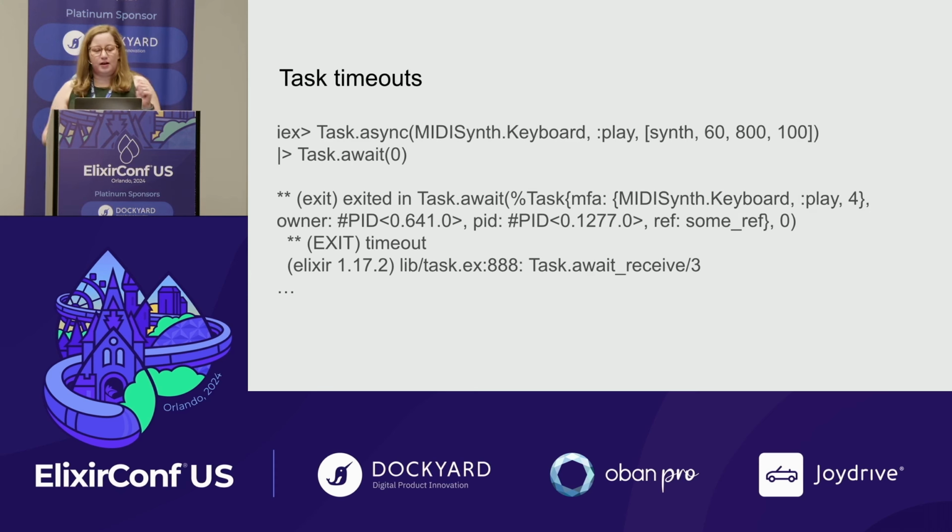Timeouts. We talked about them a little bit just a moment ago, how it is either an integer as milliseconds, defaults to 5,000 milliseconds, or it is the atom infinity. So a way that we can force a timeout is just awaiting a task with 0 milliseconds. So if we run this, we get an exit of task await and then an exit as timeout. So that's what you'll see, versus what we saw before, which was like a runtime error when we were forcing a raise.